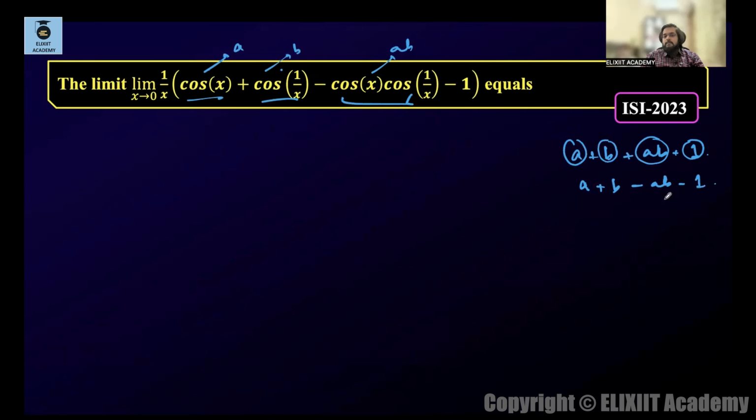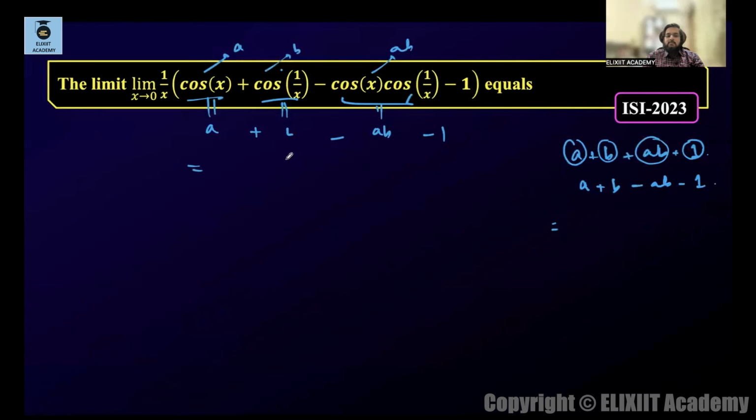A plus B, AB and then 1. That's how they'll give the format. So we have A, B, AB and 1, which means we have to factorize this. If you consider this to be A, that's B and that's AB, and here we have minus 1. So A plus B minus AB and minus 1.